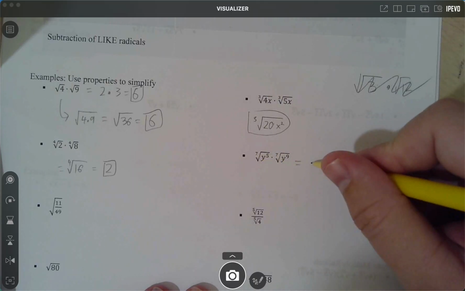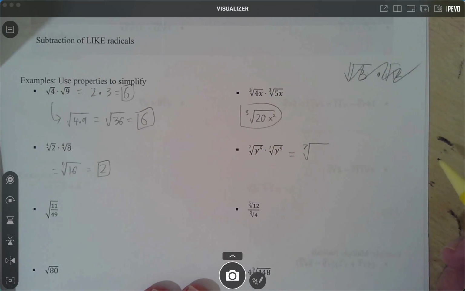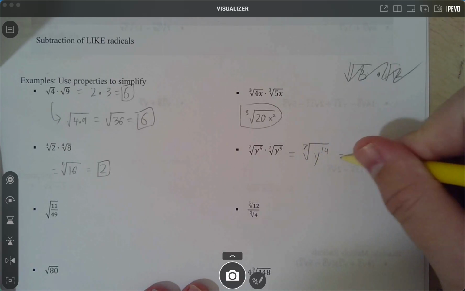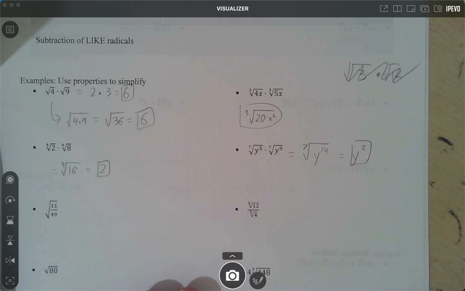When I multiply these, it's still in the 7th root because that was the same root that they both had. And 9 and 5 will add their exponents to make 14. Well, guess what? 14 over 7 is just 2. So we're done there. All right.